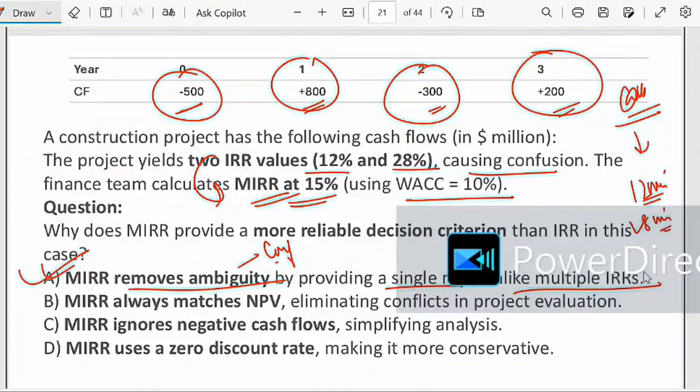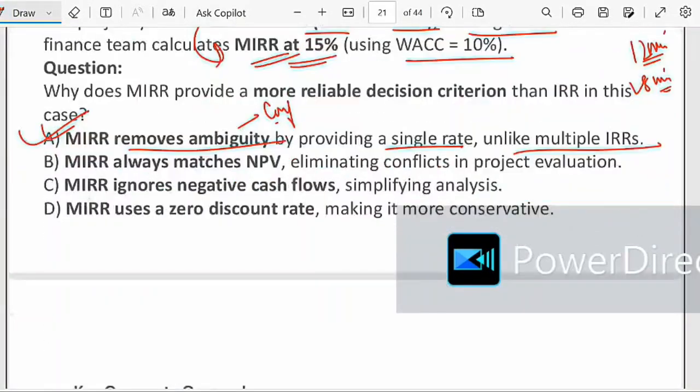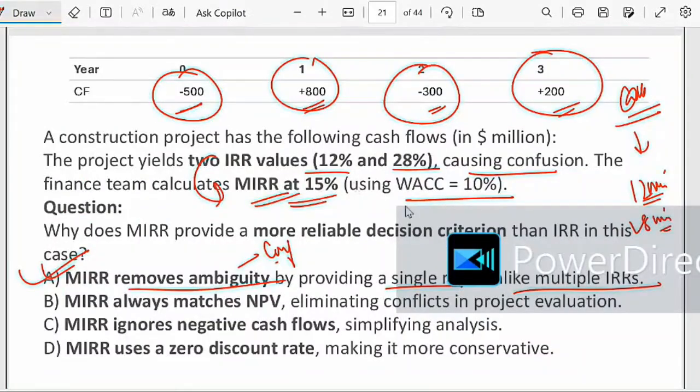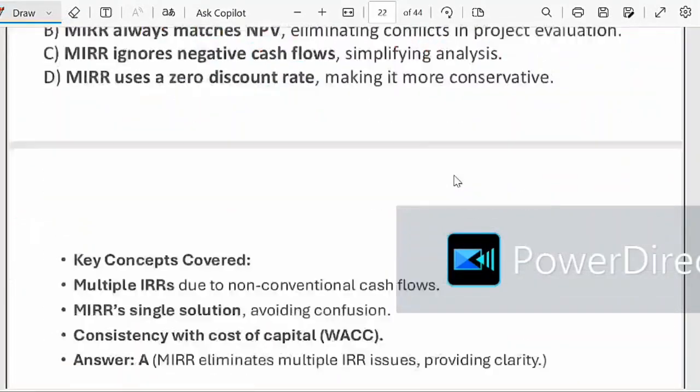So IRR can be confusing if cash flow goes up and down, right? Multiple IRR means multiple answers, and obviously big confusion. So MIRR just gives you one answer, right? It uses cost of capital for reinvestment and discounting, so it is much more practical. MIRR uses two things: WACC, which is weighted average cost of capital, and discounting. So it is much more reliable. So always trust MIRR when things get messy. That is the point.